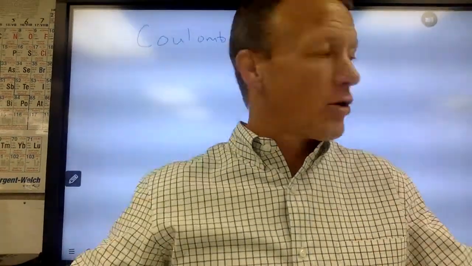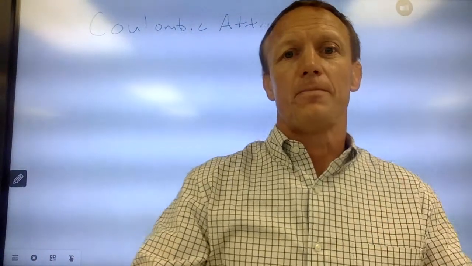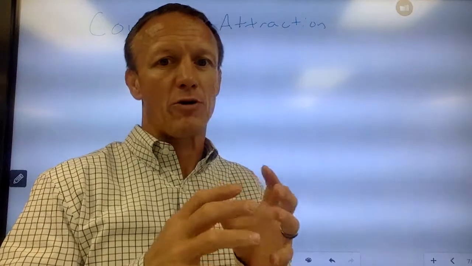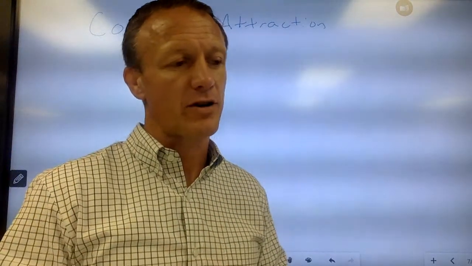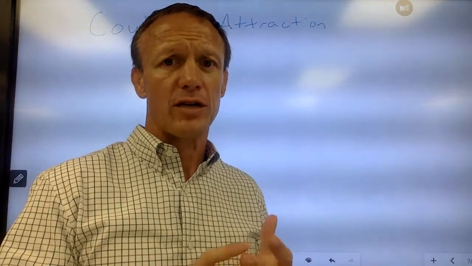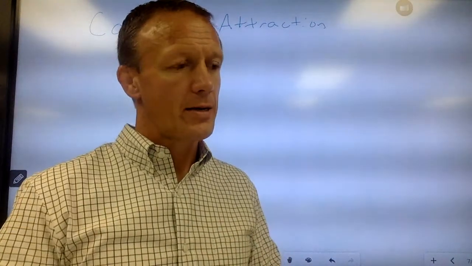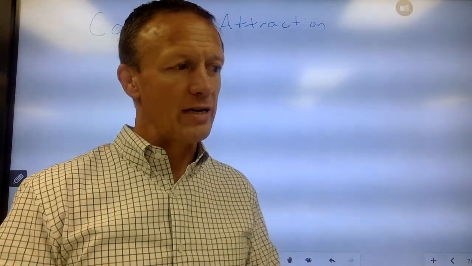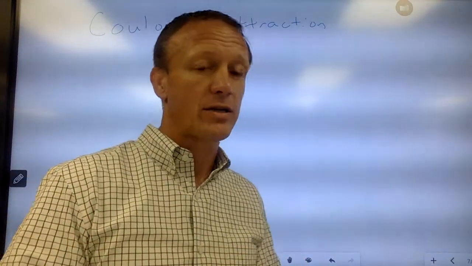How's it going? This is a little bit of periodic trends. Periodic trends would be like atomic radius, the size of the electron cloud, ionic radius, ionization energy, the energy it takes to pull an electron away, and electronegativity, the ability to gain electrons.